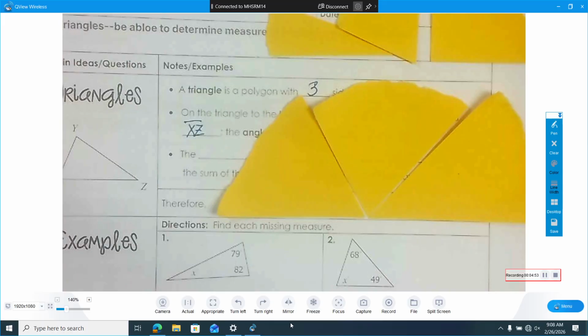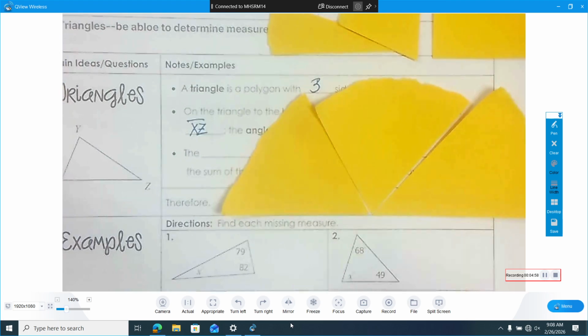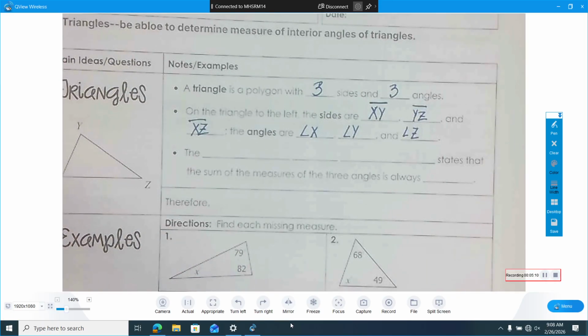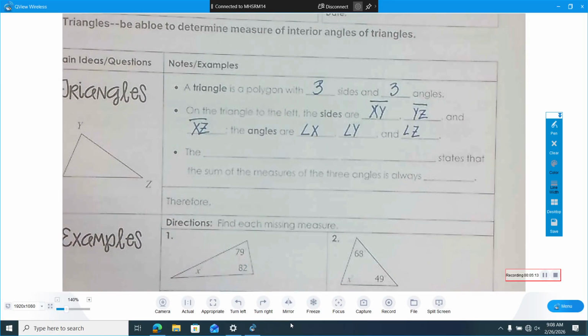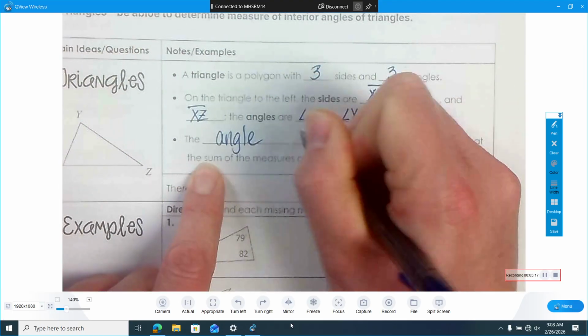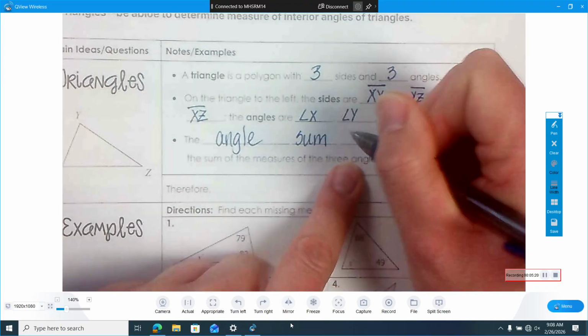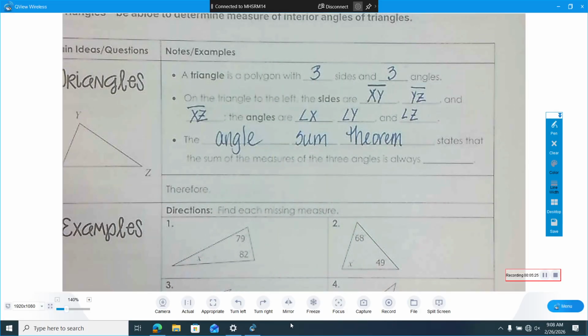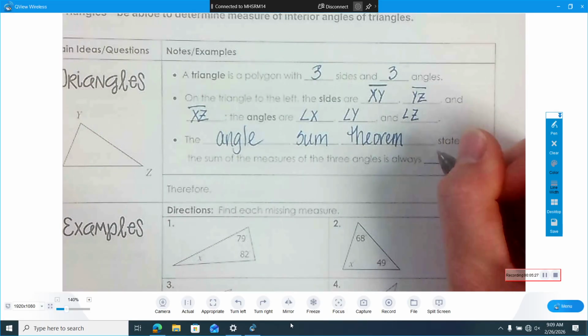All the angles add up to be 180 degrees. Very good, ladies and gentlemen. We just proved the triangle sum theorem. Amazing. 180 degrees comes up all over the place. It's kind of nice, you know. We don't have a ton of things to memorize. 180 sounds pretty good to me, right? So the angle sum theorem states that the sum of the measures of the three angles is always 180 degrees.